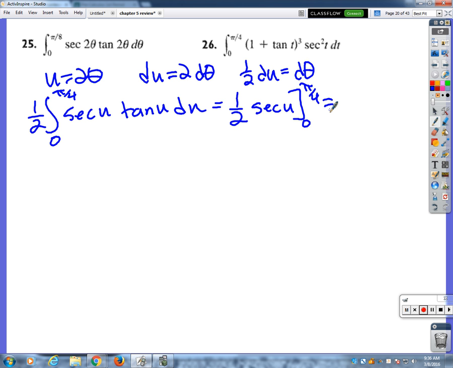Now it's Cameron time. You got this. No, secant is 1 over cosine. Correct. Good. So I could rewrite this as 1 over 2 cosine u from pi over 4 to 0. Okay? Cosine of pi over 4.